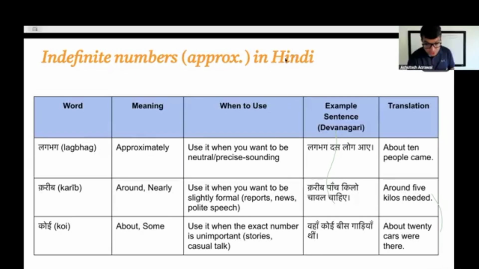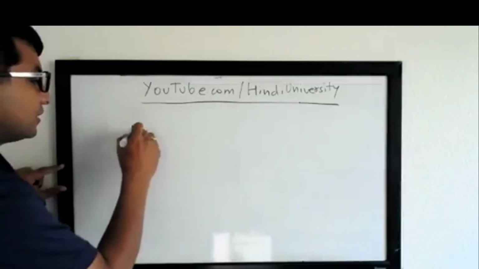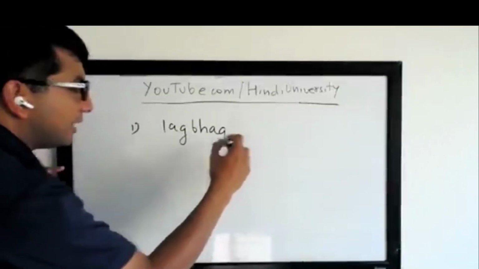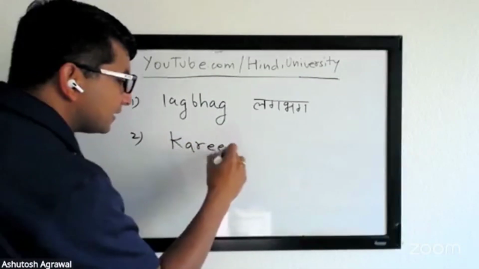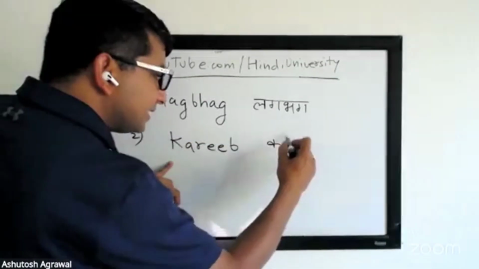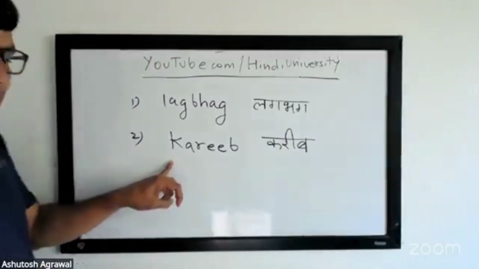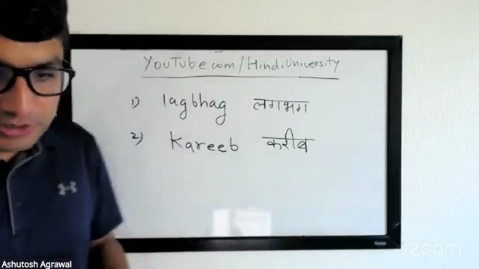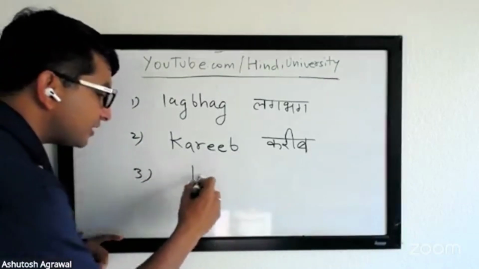So I'm going to stop the sharing, and I'm going to write it down for you so you can follow along with me. The first one I mentioned was lagbhag. The second one we have is kareeb. Kareeb has two different meanings. One is approximation. It also means close. Like if you are close to someone, you will also use wo mere kareeb hai, right? And the third one I mentioned is koi.